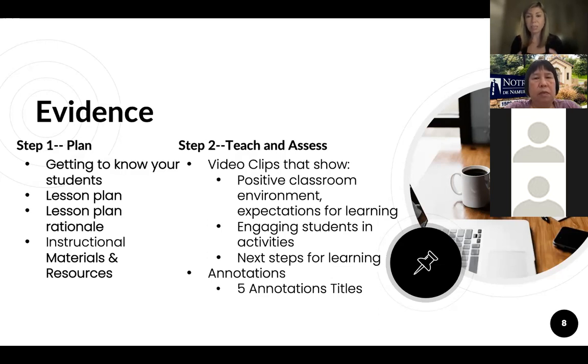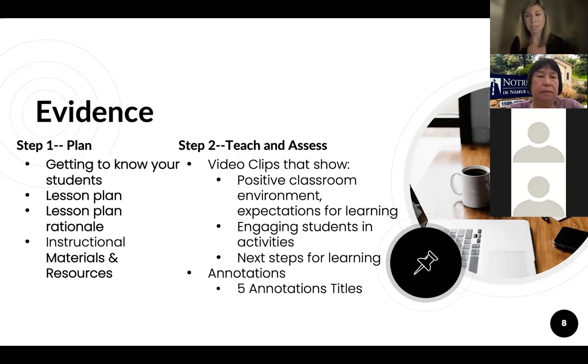Annotations are time-stamped comments. So they're comments about an exact point in time in those videos. And there are 5 titles that you have to use. The title is just the focus of that annotation. And you have to use each title at least once across the 3 video clips. Most likely, you're going to use it multiple times. You're not just going to be using it one time. That's the bare minimum.